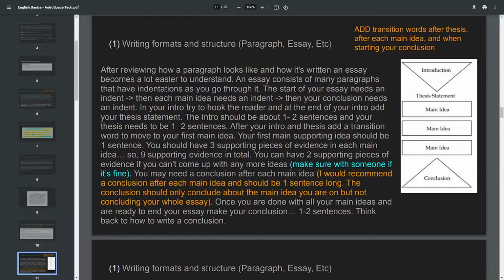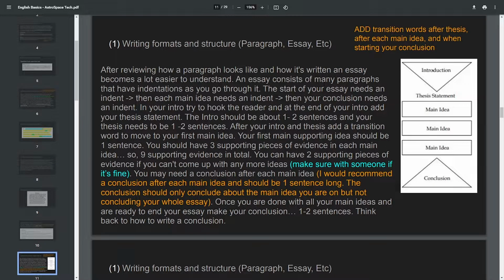After reviewing how a paragraph looks and how it's written, an essay becomes a lot easier to understand. An essay consists of many paragraphs that have indentations as you go through it. The start of your essay needs an indent, then each main idea needs an indent, then your conclusion needs an indent. In your intro, try to hook the reader. At the end of your intro, add your thesis statement. The intro should be about 1 to 2 sentences, and your thesis needs to be 1 to 2 sentences. After your intro and thesis, add a transition word to move to your first main idea.